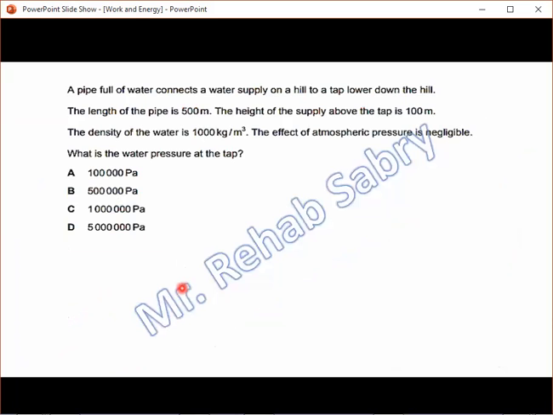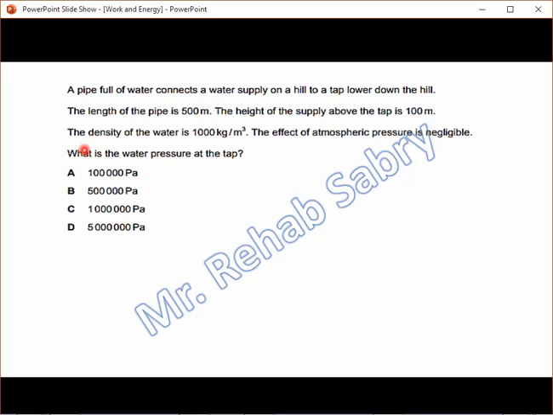Let's look at this question. A pipe full of water connects a water supply on a hill to a tap lower down the hill. The length of the pipe is 500 meters. This is the length of the pipe. The height of the supply is 100 meters. So here I have height h and I have length. Length doesn't affect pressure. Pressure is affected only by the height or the depth.